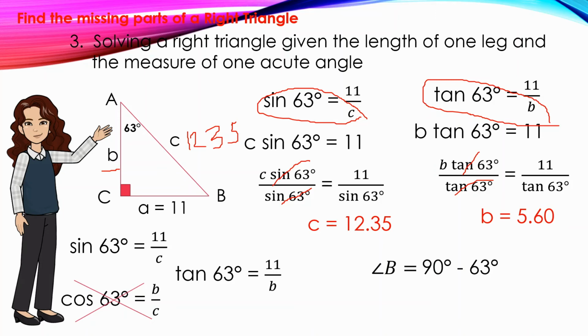And how about the angle B? You're going to subtract 63 from 90. So, 90 degrees minus 63 is equal to 27 degrees. So, our angle B is 27 degrees. Okay, that is number 3.